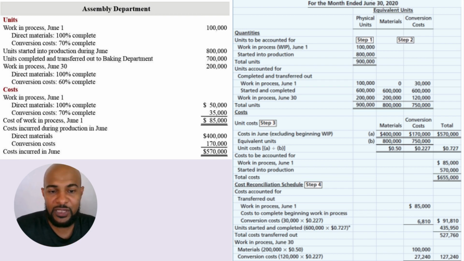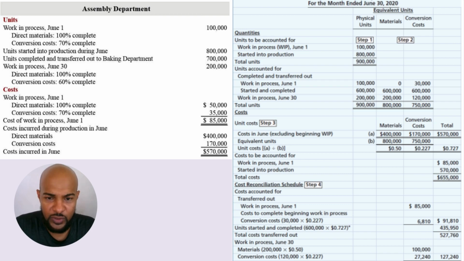We need this information because we then need to apply this in our next section, which is step three, where we are looking at the unit cost. We need to calculate unit costs in order to use in our cost to be accounted for and cost accounted for section. So let's take a look at our unit costs. So the total material cost, right? This is the cost in June, excluding the beginning work in process, right? Because remember, we're only looking at what happened in June for the first in, first out, right?